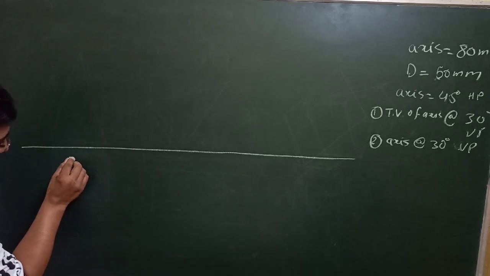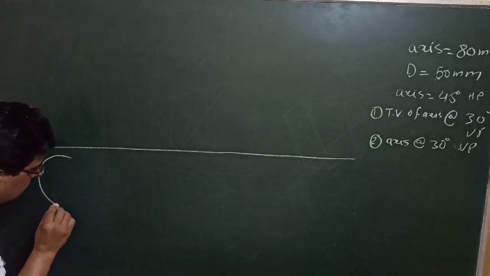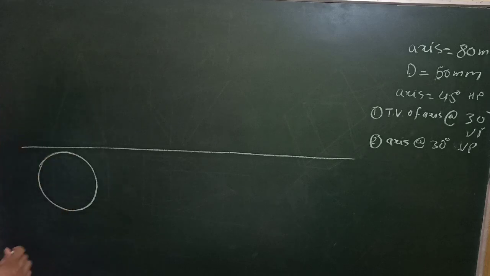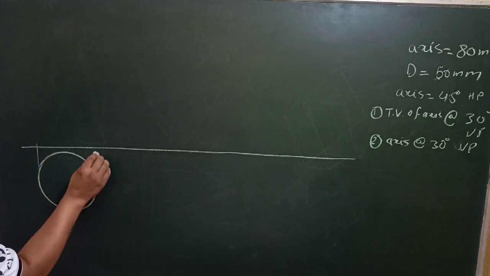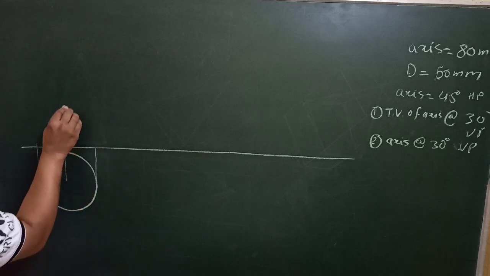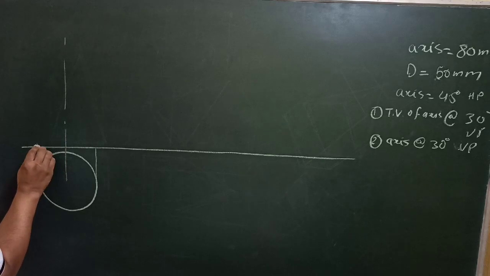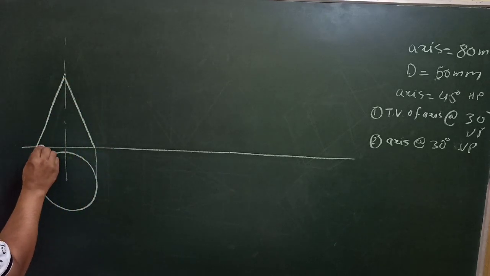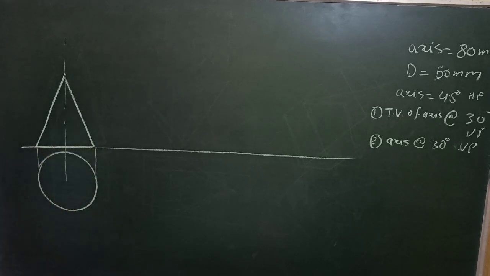So this is the top view of the cone, and this is the axis, and this is the front view of the cone in the simple position initially.